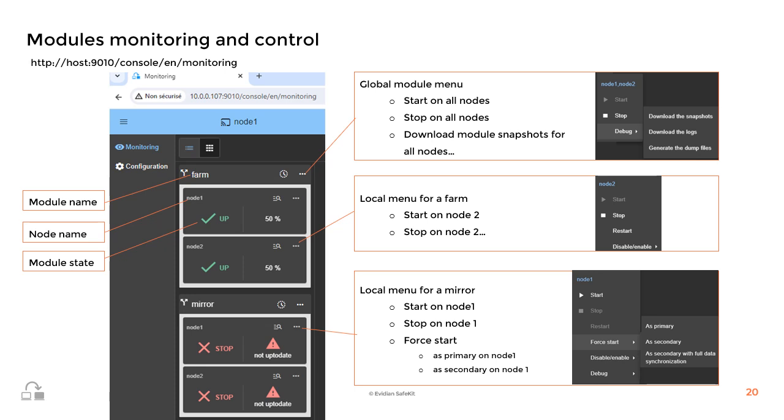The third menu is the node-specific menu for the Mirror module. Since the mirror module has just been configured, the state is not up to date on both nodes. SafeKit does not know which node has the most up-to-date data. It is necessary to indicate this by forcing the startup as primary of the node with the most up-to-date data. The other node, upon its own startup, will synchronize the replicated data from the primary node before becoming secondary. SafeKit will then remember which node has the most up-to-date data and will prevent the node with outdated data from becoming primary on a simple start.